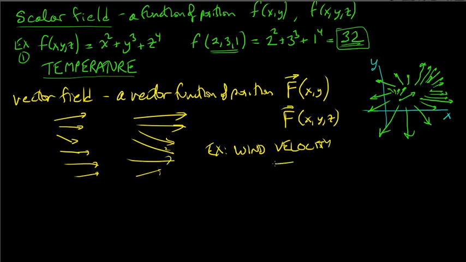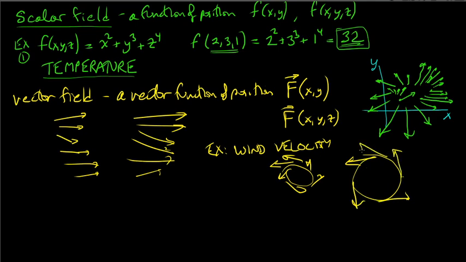And if you can imagine a vector field that looks like this, maybe not the best picture, but if it's going around, that might be a tornado or a hurricane. So you can have a circulating vector field like this, indicating that the wind is just going around and around and around, as in a tornado or a hurricane or typhoon.